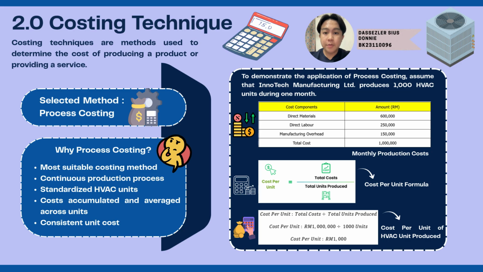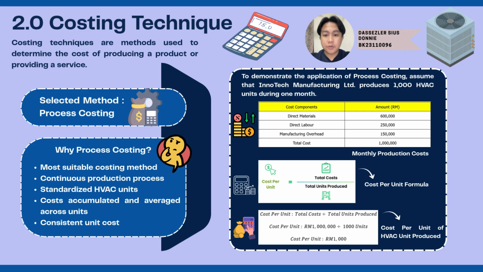To demonstrate the application of process costing, let's assume that Inotech Manufacturing Limited produces 1000 HVAC units in a month. Based on the monthly production cost table, direct materials cost 600,000 ringgit, direct labor costs 250,000 ringgit, and manufacturing overhead costs 150,000 ringgit. This production costs a total of 1 million ringgit.